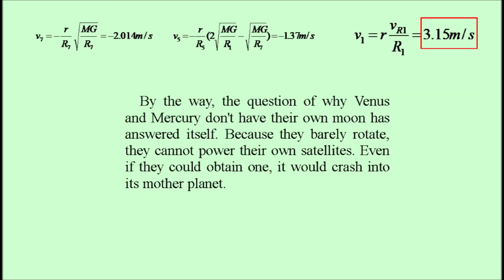By the way, the question of why Venus and Mercury don't have their own moon has answered itself. Because they barely rotate, they cannot power their own satellites. Even if they could obtain one, it would crash into its mother planet.